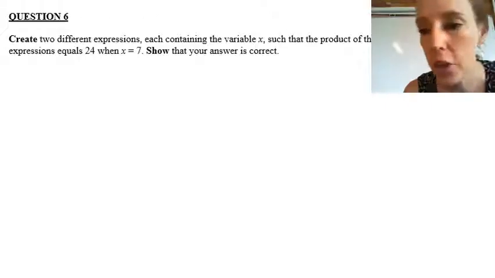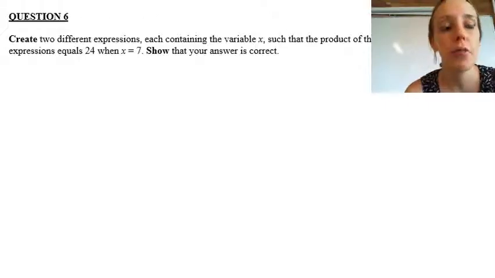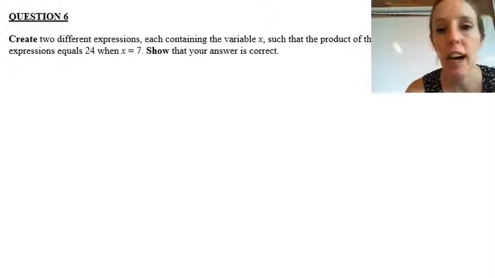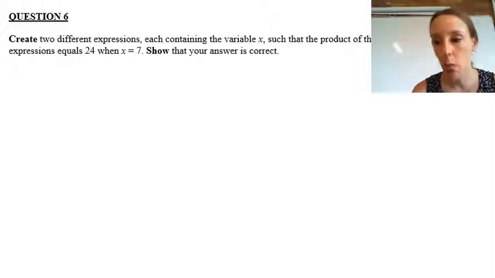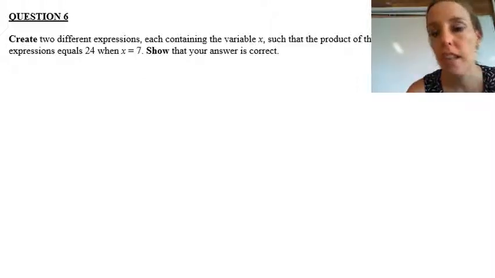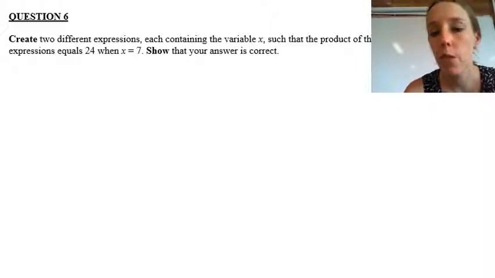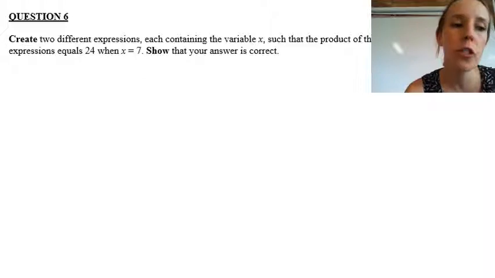Okay, the last question is create two different expressions, each containing the variable x, such that the product of the two expressions equals 24 when x equals 7. Show that your answer is correct. Okay, so if you're reading that, that probably sounded really confusing and hard, but it's actually not. Again, write down what you know. So there are heaps of solutions to this, like probably infinite solutions. I'm just going to show you one way of doing it. If your answer is different, that's fine. If your expressions are different, that's fine. I'm assuming they are, but you should still get an answer that satisfies this problem.